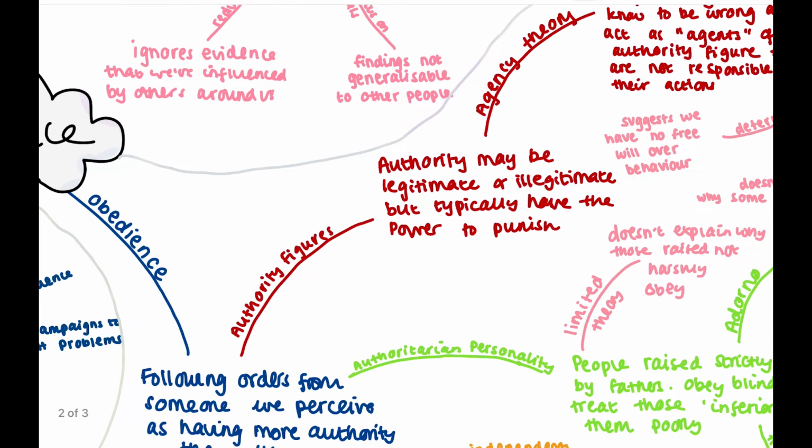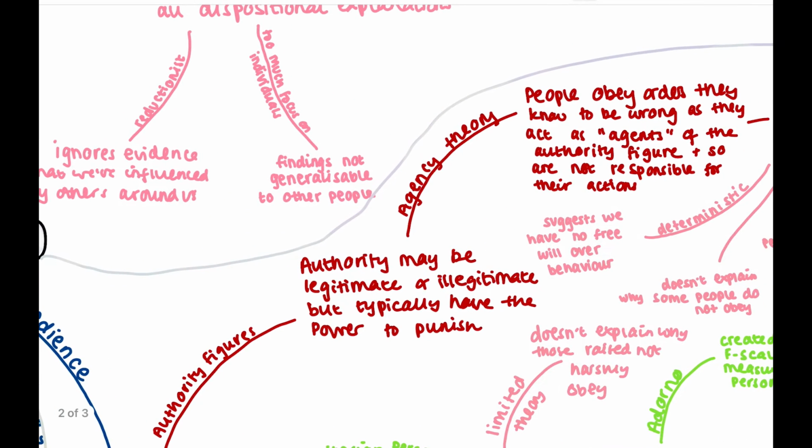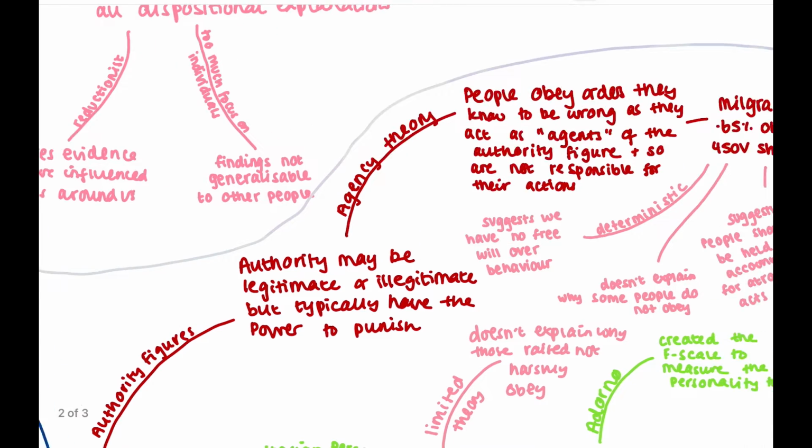To go along with this, there is something called agency theory. This was developed by Milgram, and he suggested that people will obey orders that they know to be wrong as they act as agents of the authority figure. What that means is they're not acting on their own thoughts, they're acting on behalf of somebody else, and therefore they should not be responsible for their actions. They're just acting in this agentic state.